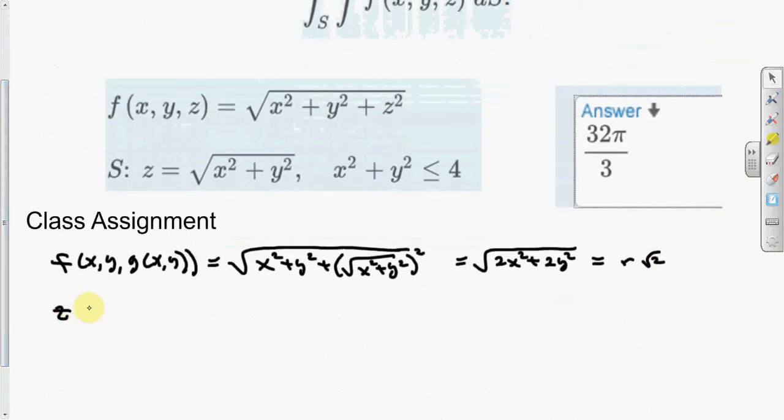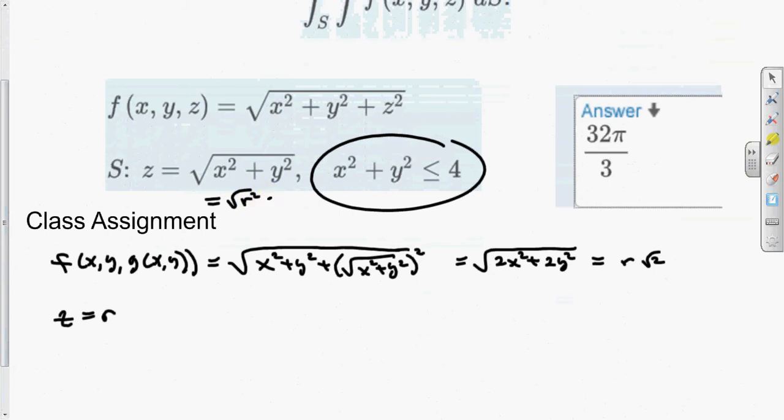Now, z is equal to, in terms of polar coordinates, why am I going to polar coordinates? Because I'm given a circular disk right there, right? So here, z is equal to r, right? Because r is the square root of x squared plus y squared. This is the square root of r squared. So z is just equal to r.